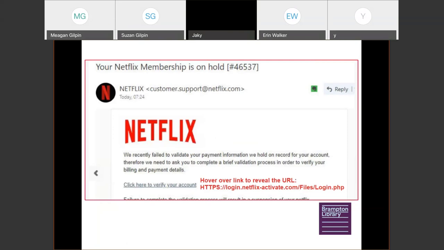And the problem with this is once that fake page is filled out, it redirects to the real Netflix homepage. So you have no idea that you've actually just given all of this personal information, sensitive information to cyber criminals who can then use that to compromise your credit card, steal your identity, or access other accounts that you may use that have the same credentials.